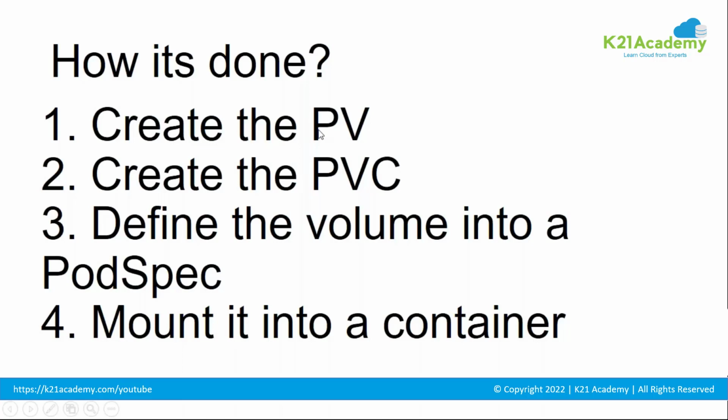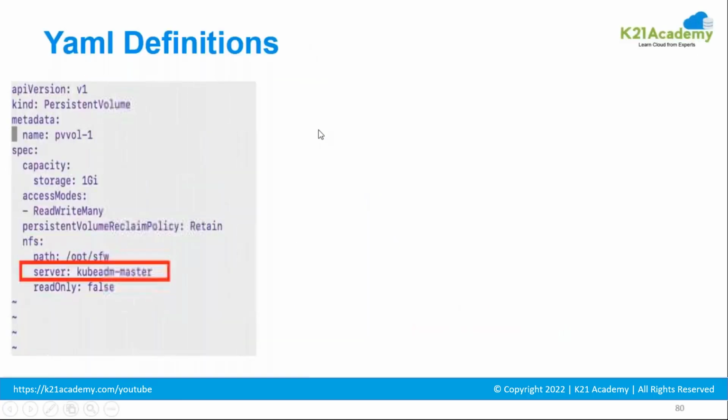In that PV, I mention where my storage is coming from. That is the example here. I'm creating a persistent volume, naming it whatever I want to. And in that, I'm defining a few specs. I want 1 GB, and for the access mode, when the volume is mounted on a particular node, I want it to be mounted as read write many.